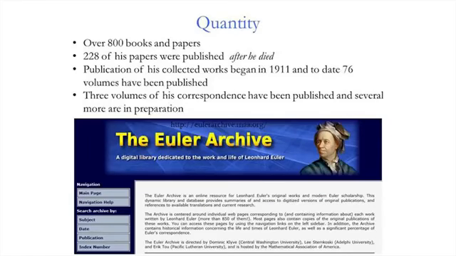Indeed, 228 of Euler's papers were published after he died, making the deceased Euler still one of the world's most prolific mathematicians. The publication of his collected works by the Euler Commission in Switzerland began in 1911, and to date 76 volumes have been published. 3 volumes of his correspondence have also been published, and several more are in preparation, so the exercise isn't over yet, over a century after it began.